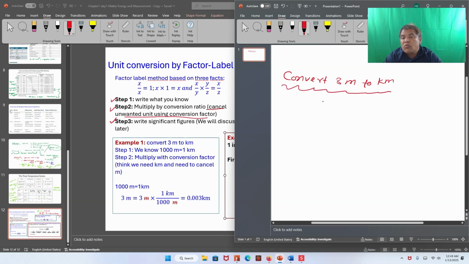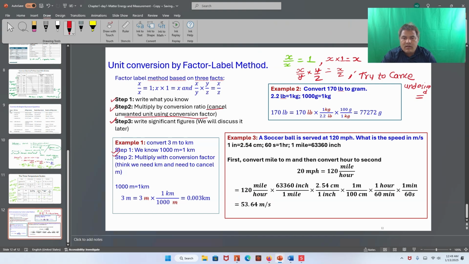Okay, so how do you convert that? First of all, write down whatever you know. You know meter to kilometer means 1000 meter is equal to 1 kilometer, right? That is a known thing. That is step first. That's why I have shown step first here. Okay, that is the thing we know here.